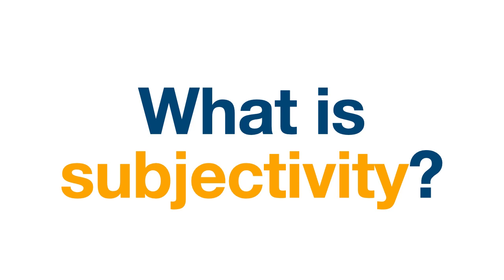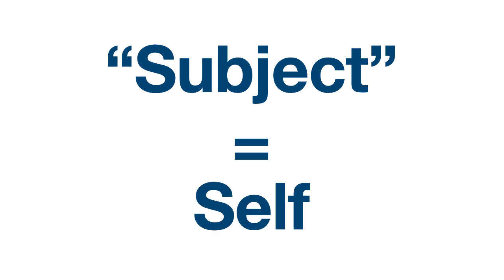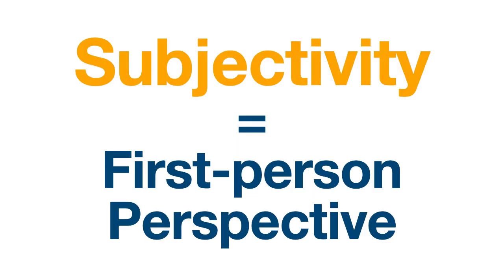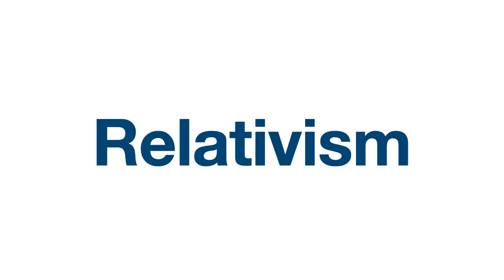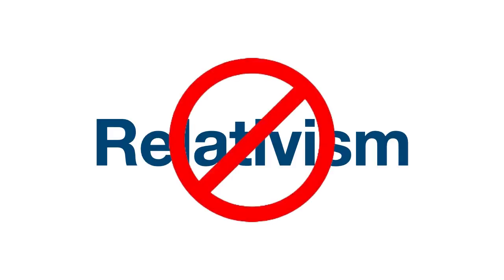So, what is subjectivity? Subject does not pertain to a school topic. Rather, it is the philosophical word for the self. So subjectivity is the first-person perspective, or your unique understanding of the world, how you see things the way you see them. Please note, ladies and gentlemen, that subjectivity is not relativism.